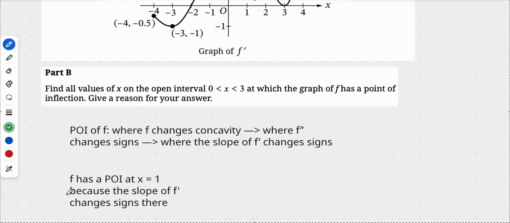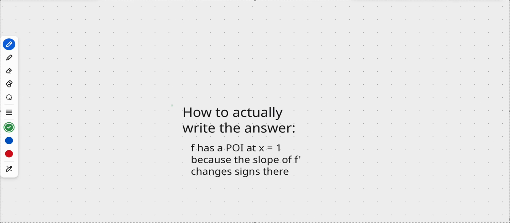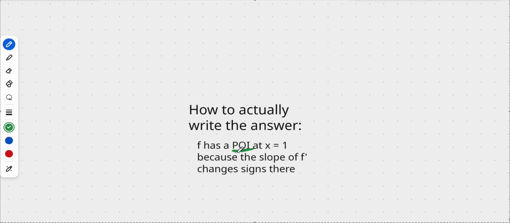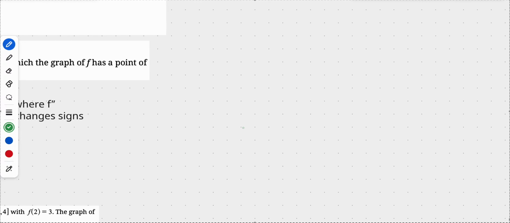And you do have to say because blah, blah, blah. You do have to give a reason for your answer. And it's totally okay to use abbreviations like POI. The graders will know what you're talking about.